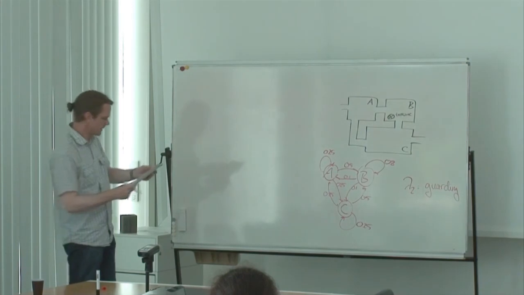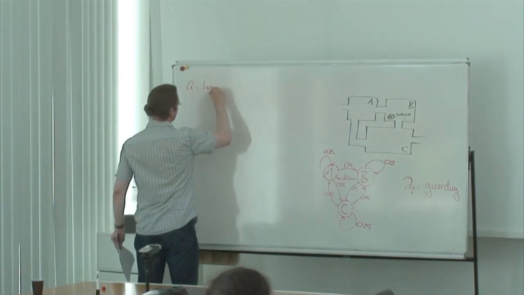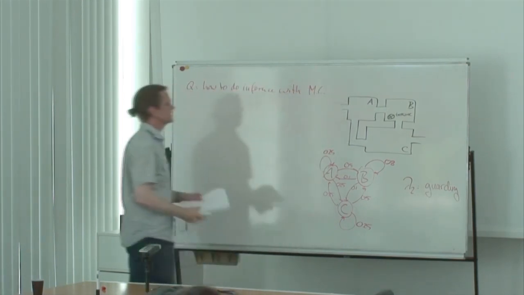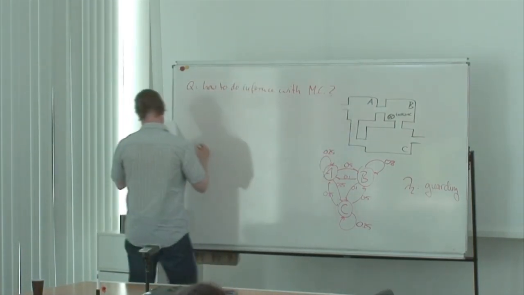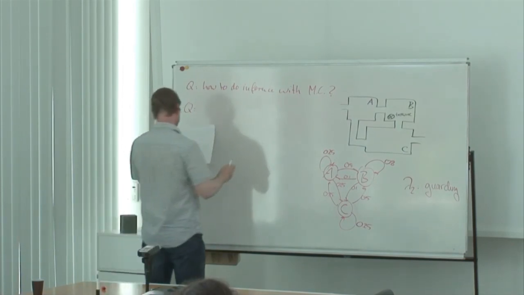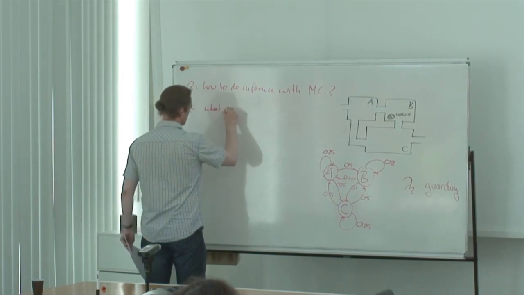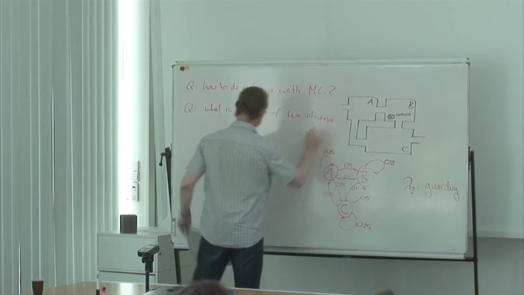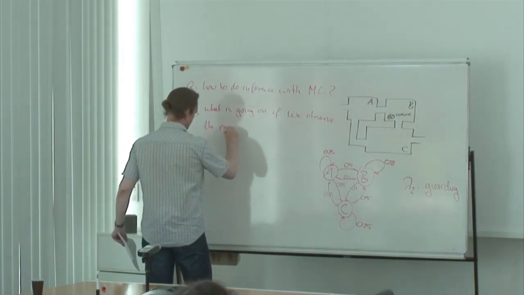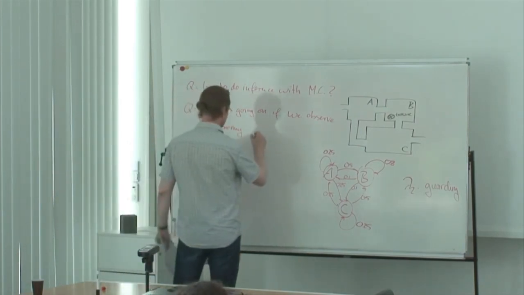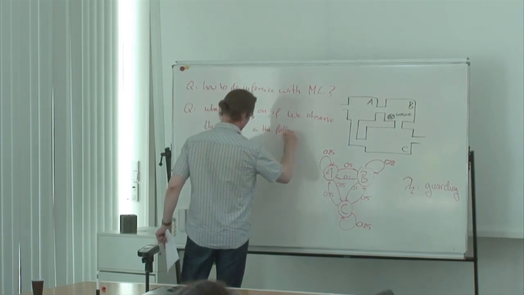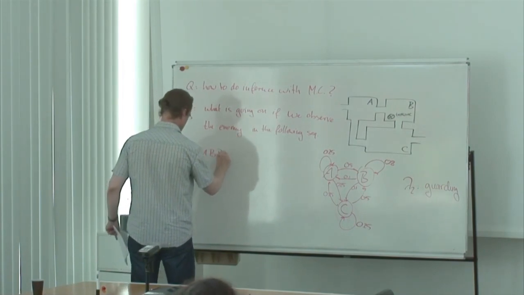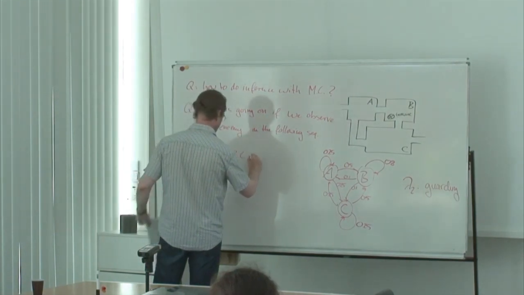for inference. And the question is how to do inference with Markov chains. This MC, you find it quite frequently: Markov chains. Let's study this question by means of an example. Let us ask what is going on if we observe the enemy, our opponent in the game, in the following sequence: A, B, B, C, B, A.